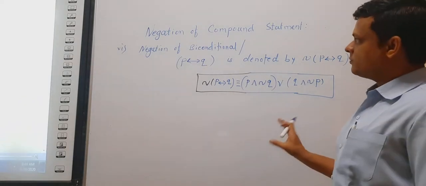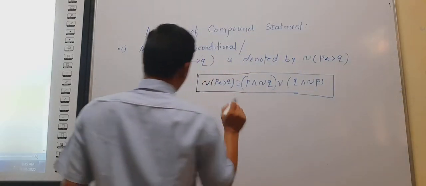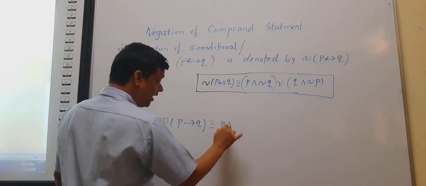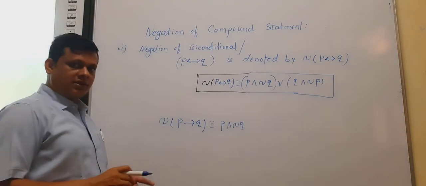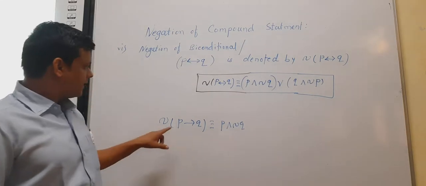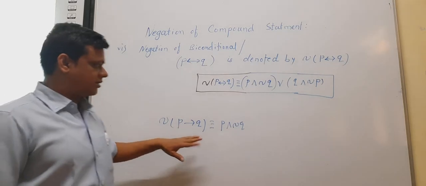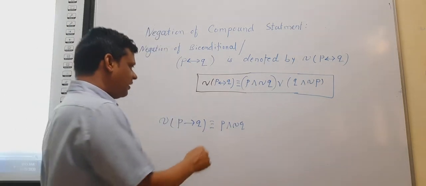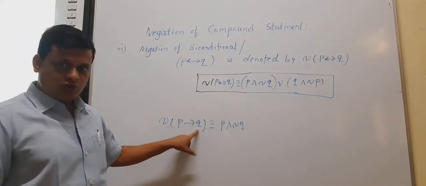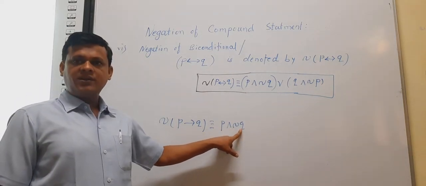We see the difference between negation of conditional statement and biconditional statement. In conditional statement, negation of (P implies Q) is equivalent with P and negation Q. That means while making the negation, we can write P implies Q in the form of conjunction. That means implication converts into conjunction, and in that we have to take negation of second statement. Here in P implies Q, Q is the second statement, so we have to take negation of second statement.